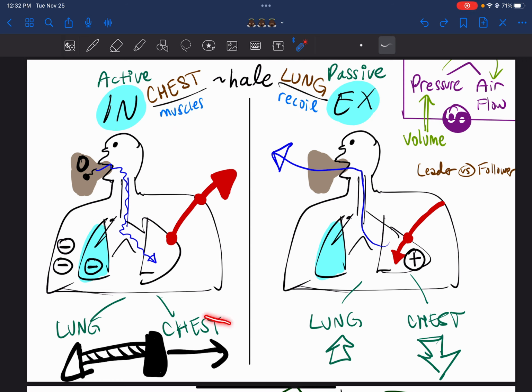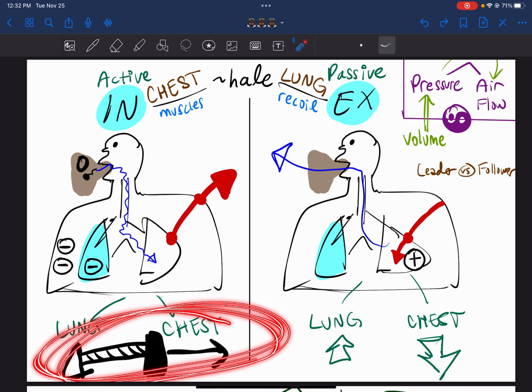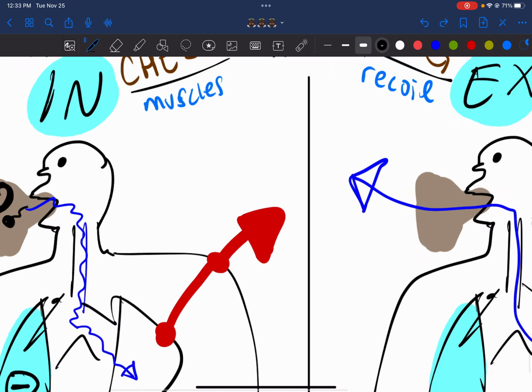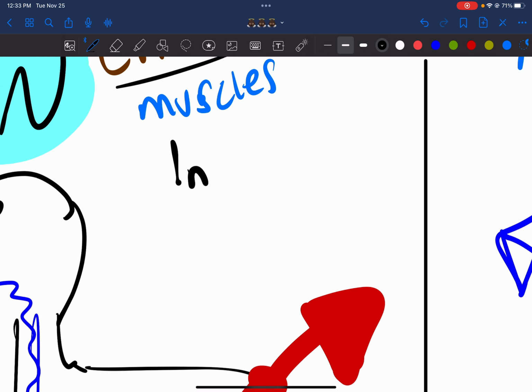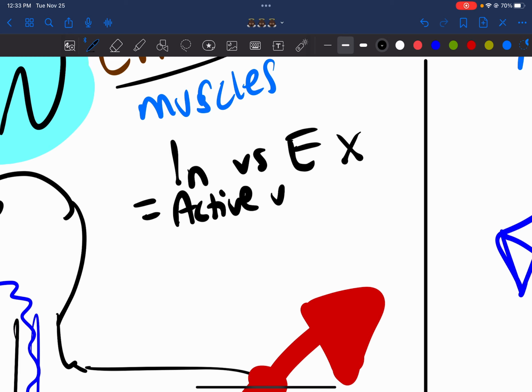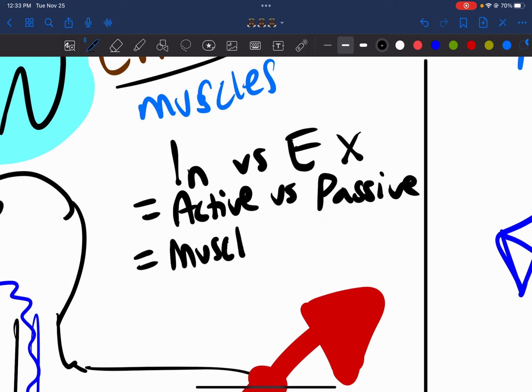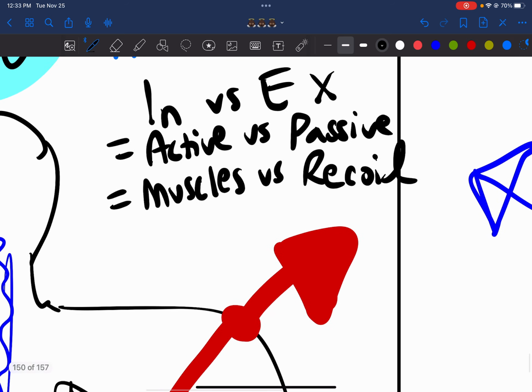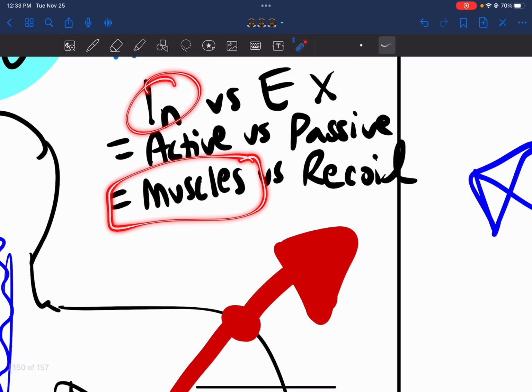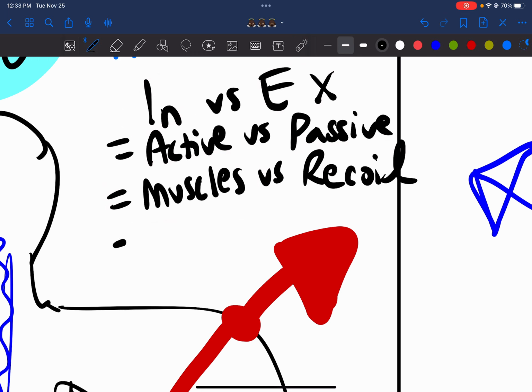So the most important thing here is to remember that these are connected by a rope, and to remember this list of contrasts that we have. Inhaling versus exhaling is active versus passive, done by muscles versus done by recoil, right? As far as who's generating the force. The muscles generate the force for inhale, recoil generates the force for exhale. And it's performed by the chest wall, which has muscles, right?